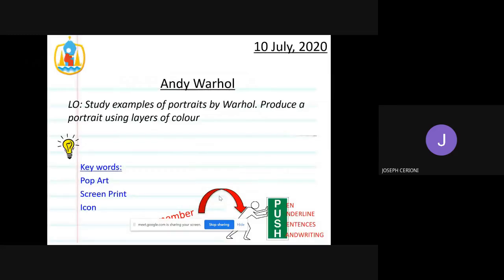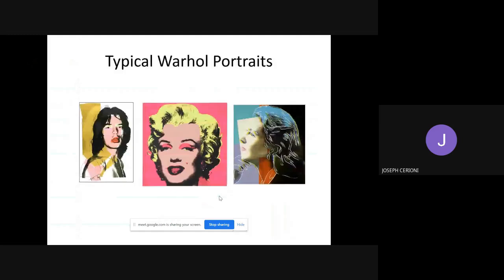Hello, welcome to the second webinar, where I'm going to be showing you how you can use the pop artists that I showed you in the previous one to inspire your own artwork. First of all, I'm going to talk you through Andy Warhol and Roy Lichtenstein, who were the two artists we were going to base our work on were we to have been in school.